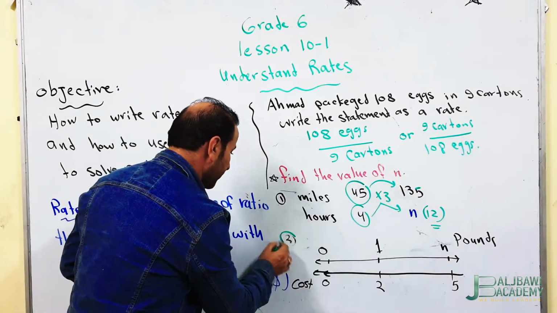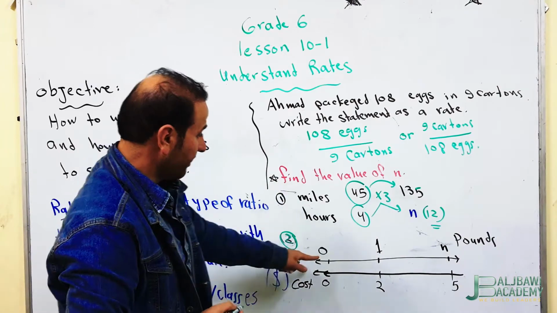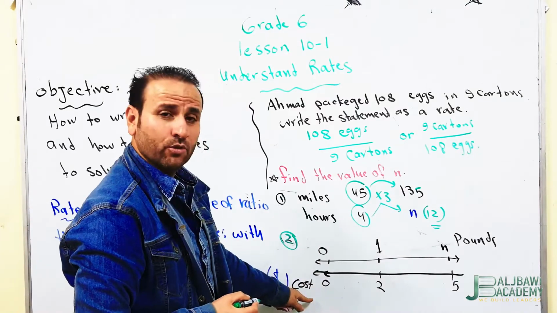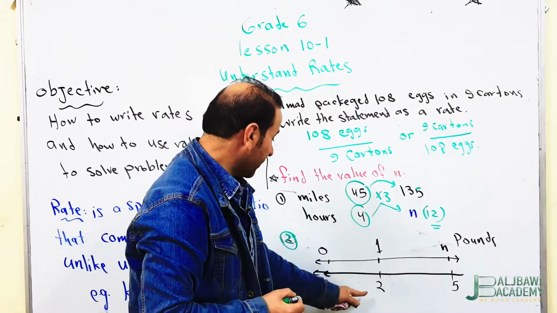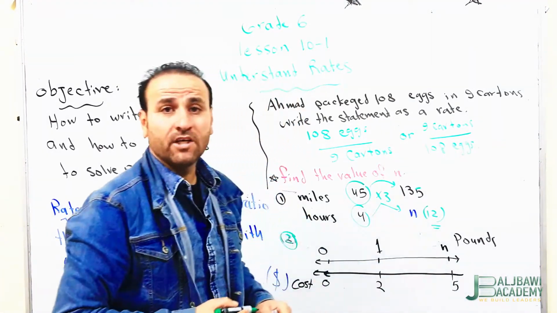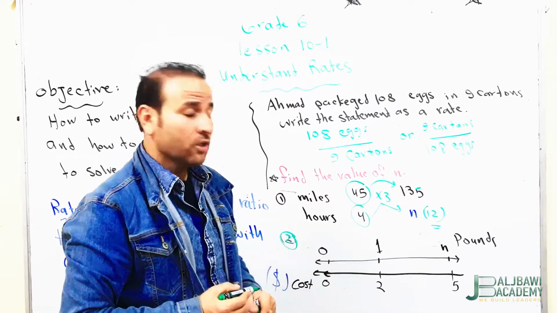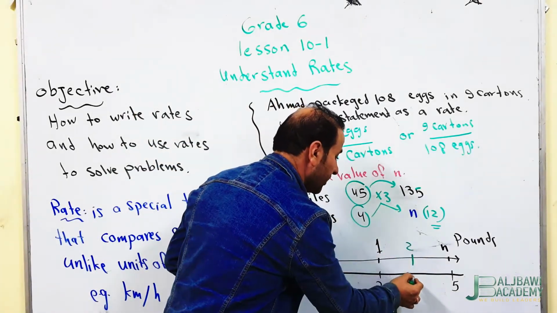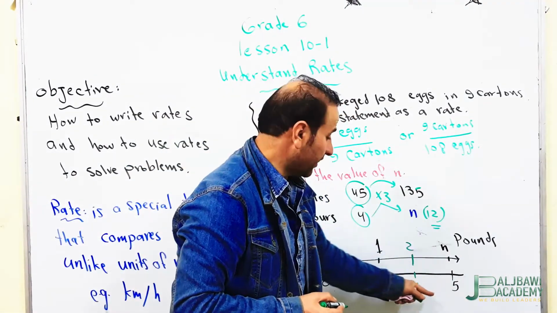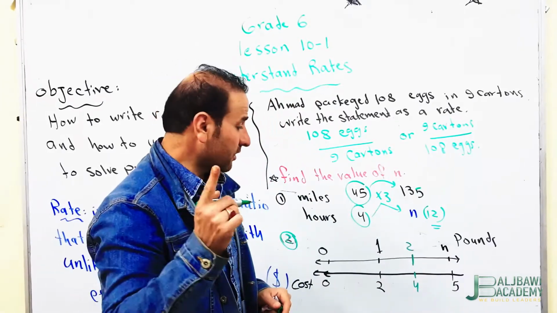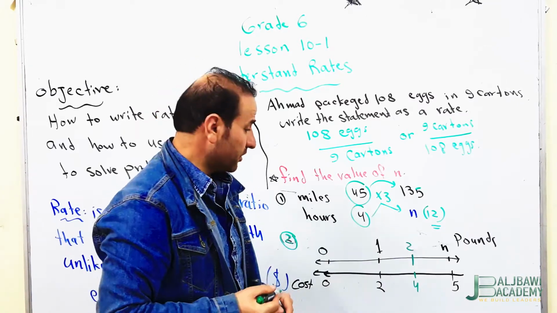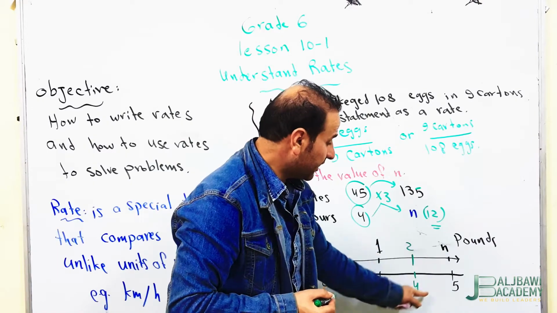Another example, example 2. Now we have pounds and we have the cost of these pounds. 0 pounds equal $0. Now 1 pound equals $2. So how many pounds cost $5? Each pound costs $2. So if we put here, for example, 2 pounds, we'll have what? $4. But here we have 5. So we have an extra $1. So with $2 we buy 1 pound, so with $1 you can buy half a pound. So here we need to divide.